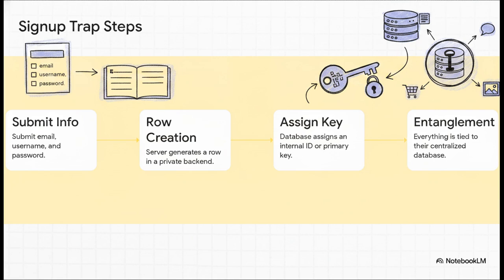Okay, so when you submit your email, username, and password, you're actually triggering this cascade of events designed to lock you in. Immediately, the app server gets your info and generates a brand new row or document inside its private backend. Then, the database assigns you a long internal ID. It's usually an auto-incremented primary key, something like user number 4815. And from that exact moment on, platform entanglement begins.